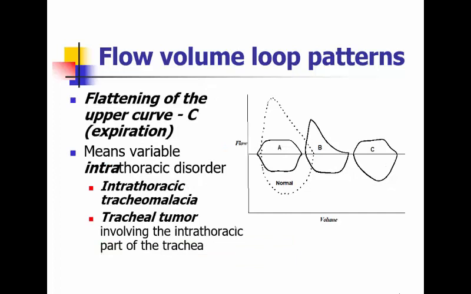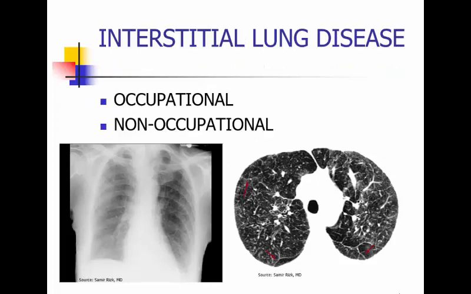The third one is flattening of the upper curve, which is expiratory, in curve C. It means a variable intrathoracic disorder, like intrathoracic tracheomalacia or a tracheal tumor involving only the intrathoracic part of the trachea. Okay, so those are the three patterns that we need to remember, because that could be a good question on the exam. Moving on, interstitial lung disease.